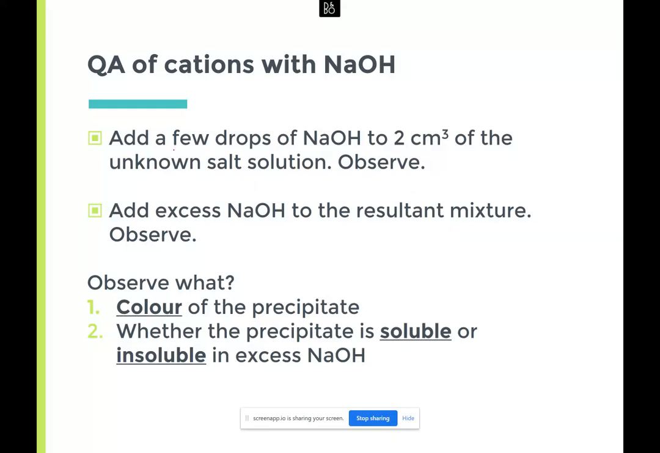So what will we do? We will first add a few drops of sodium hydroxide, and then we will add excess of it. Then we'll observe two things. Number one, we will observe the color of the precipitate. And then we will observe whether the precipitate can dissolve or cannot dissolve inside excess sodium hydroxide. So you see in the second step we add excess, right? So we are going to determine whether a precipitate can dissolve or cannot dissolve in excess sodium hydroxide.